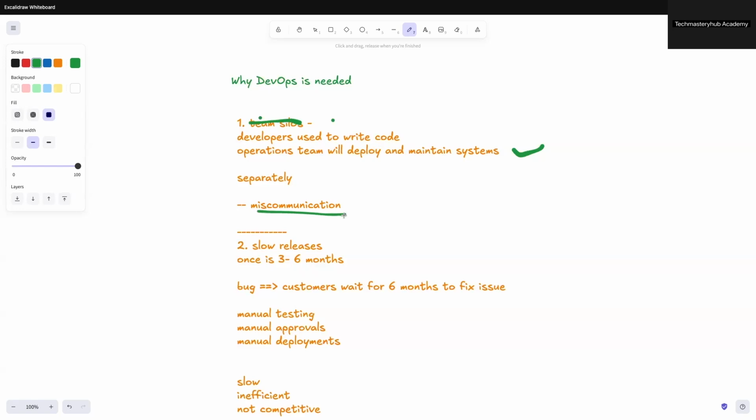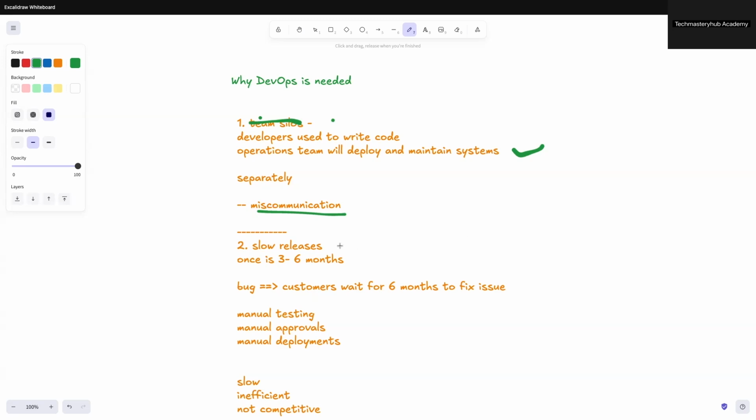So the developer thinks the operations team did something wrong, that's why it's not working in production. Whereas the operations team thinks there is some problem in the code itself. So instead of solving the problem quickly, time is wasted in confusion and blaming each other. This is what we call the siloed working culture, and it was a major problem in the traditional work culture.